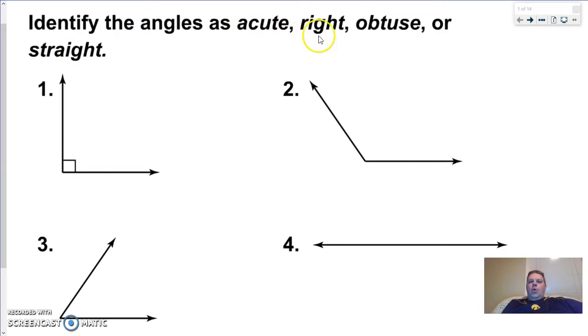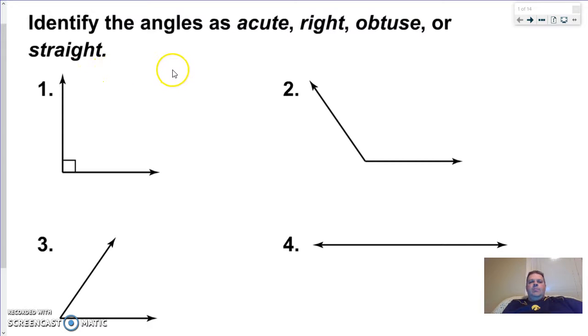acute, right, obtuse, or straight. One of the ways that I remember acute is little kids are cute, so small angles are acute. Right angles, we have 90 degrees. Obtuse, sometimes when you get older, you become obtuse and they are bigger. And then we have straight.